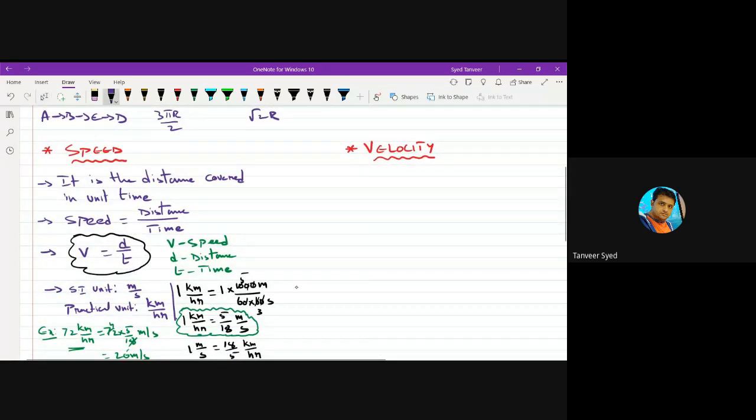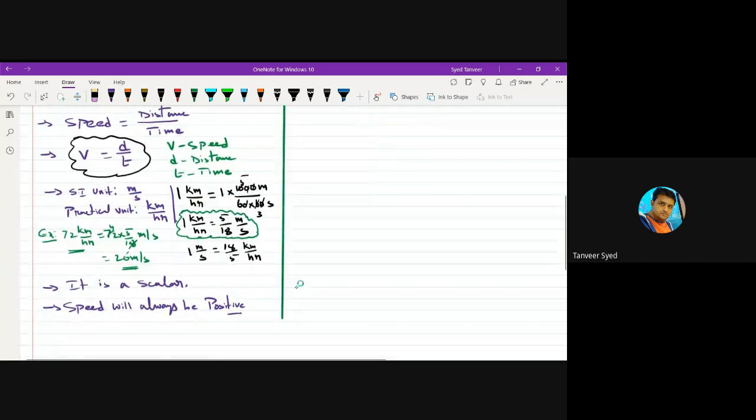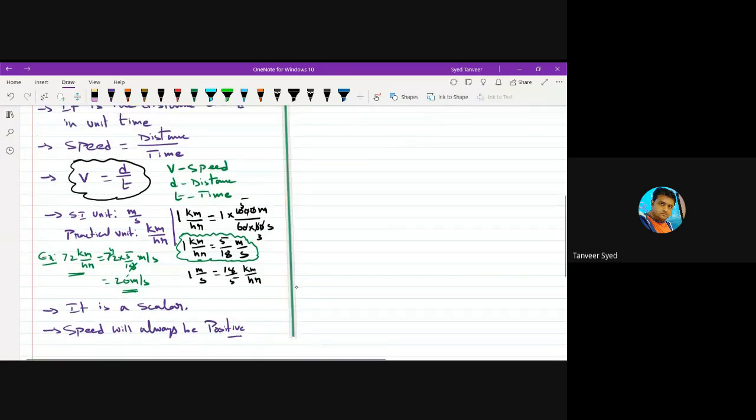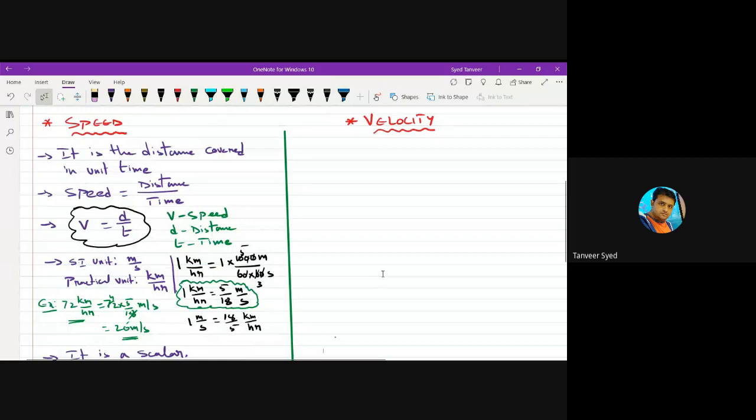Next thing, velocity. Let us go slowly. As we define the speed as distance covered by a body in unit time, velocity is the displacement of the body in unit time.